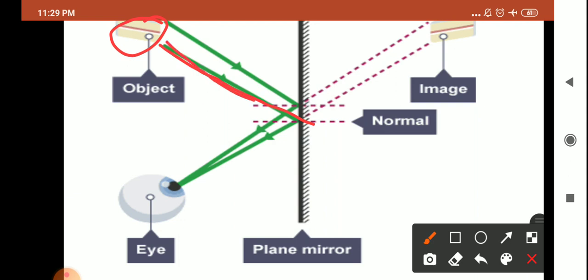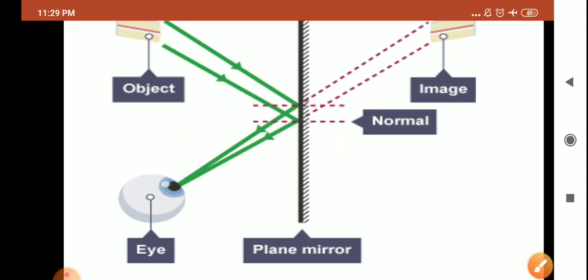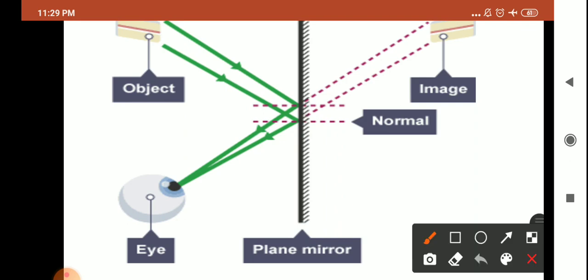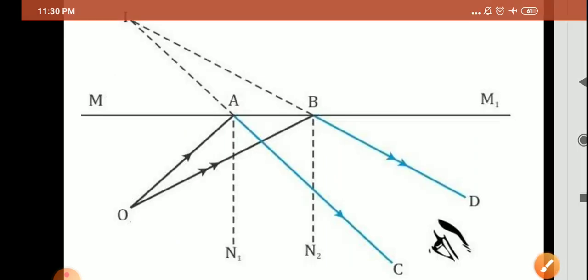Suppose this is the first ray, this is the second ray. Both these rays are going to reflect or not? Yes, they are going to reflect. After reflection, and you can see the normals also. If you are the observer, where will you find the image? When you look inside the mirror, you will find the image here. So I hope children it is clear to you.